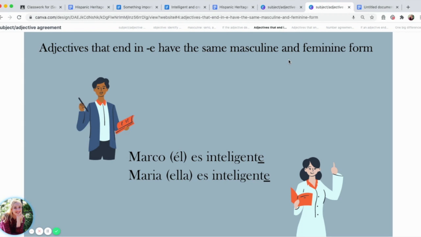So we just learned about adjectives that end in either O or A. What if the adjective ends in E? What do we do then? How do we distinguish between masculine and feminine subjects? Well, we don't really. It's going to stay the same. So if I'm describing Marco, and I want to say he's intelligent, I say Marco es inteligente or él es inteligente. Same with Maria. Maria es inteligente or ella es inteligente.